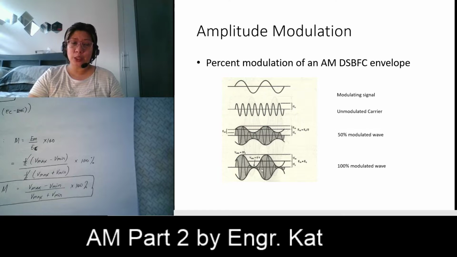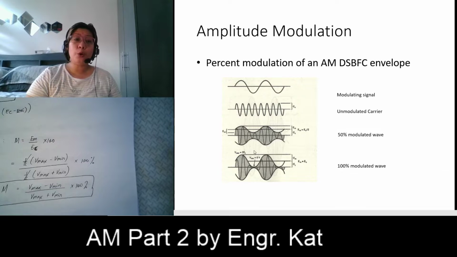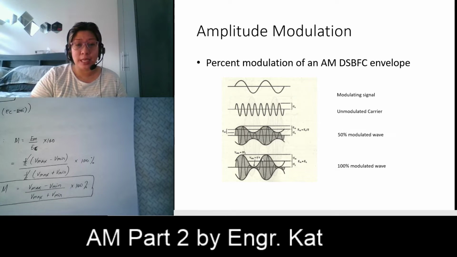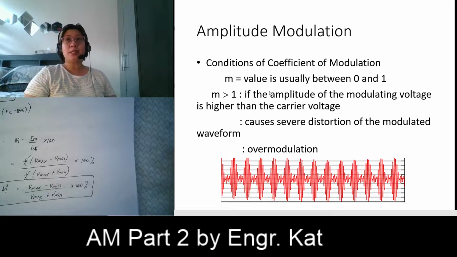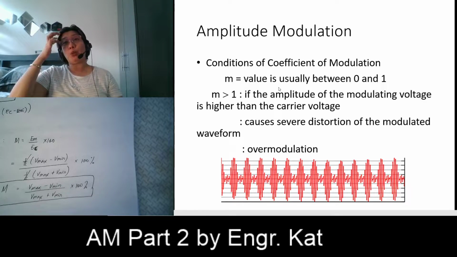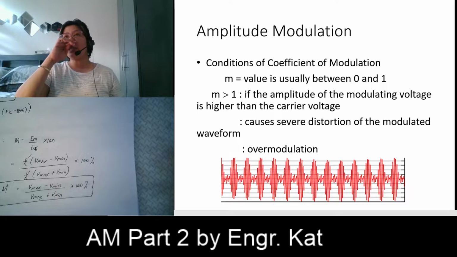Okay, so in this case, as you can see, your V minimum here is equal to 0, because if we subtract that, V minimum is equivalent to EC minus EM. That will give you 0, and your maximum is twice your EC. Okay, so the ideal value is 1. Okay, so these are the different conditions of coefficient of modulation. So M is a certain value which is usually between 0 and 1. Okay, so when your M is greater than 1, that will happen.